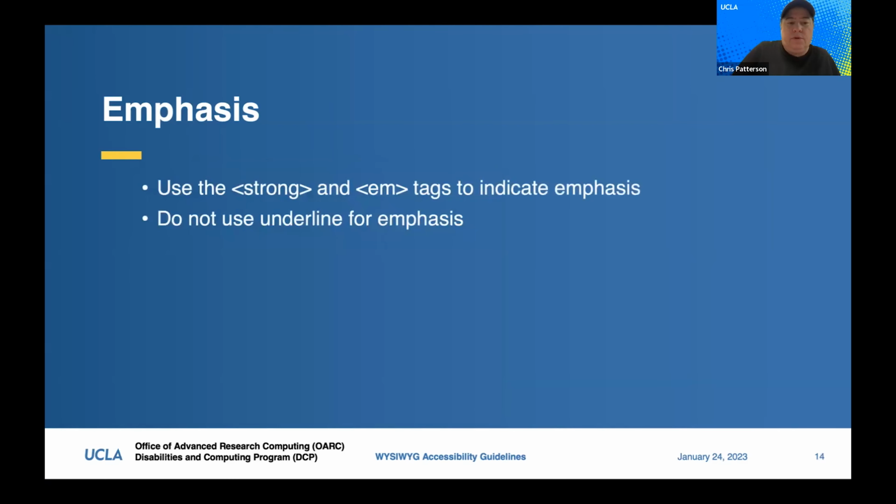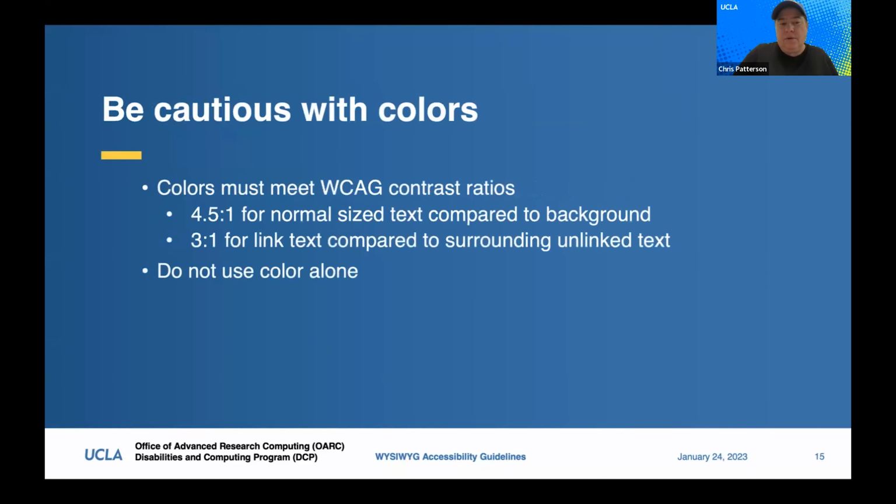So don't use underline for emphasis. Underline should only be used on links, because users get really confused if something is underlined and they try to click on it and it's not a link. That's a problem. And don't use color alone for emphasis either.